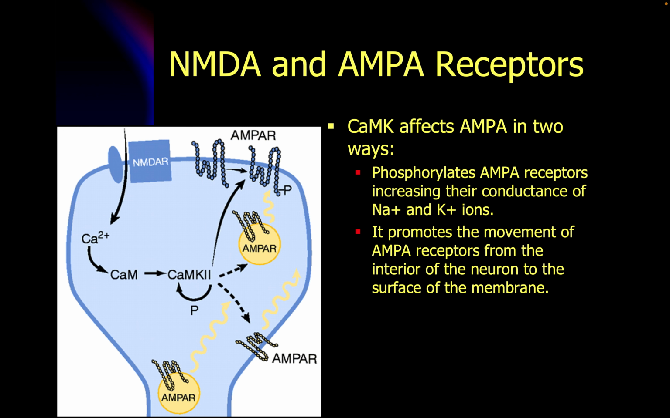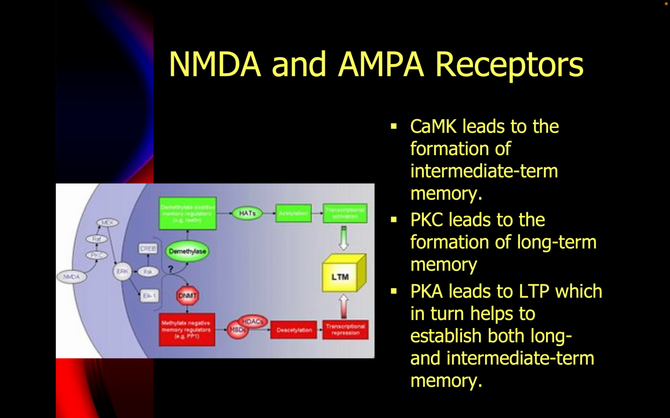Calcium calmodulin kinase affects AMPA in two ways. It phosphorylates AMPA receptors, increasing their conductance of sodium and potassium ions, making it more likely that you'll remember something. It promotes the movement of AMPA receptors from the interior of the neuron to the surface of the neuron, of the membrane. Calcium calmodulin kinase leads to the formation of intermediate term memory.